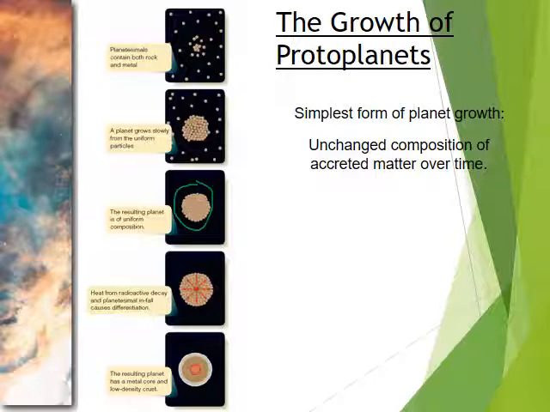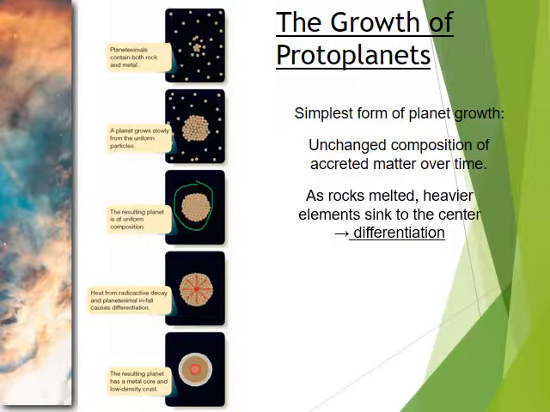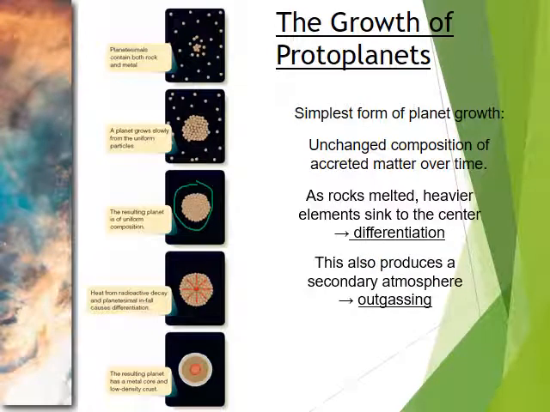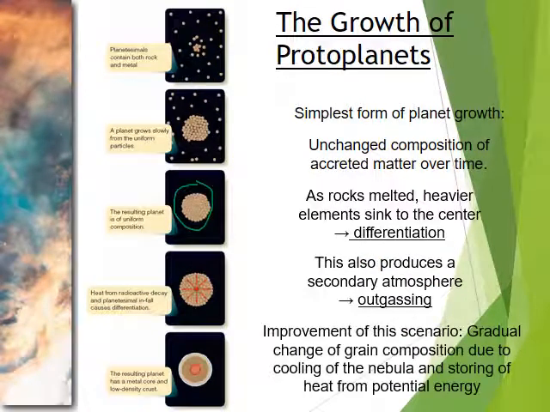And once you have a molten material, now you can have what's called differentiation. Differentiation is when you have different materials of different densities. The dense stuff is going to sink to the center, and the less dense stuff is going to move toward the surface. And that's what happens. You wind up with a resulting planet that has the dense stuff in the middle at its core, and the less dense stuff out on the outside. That's called the crust.